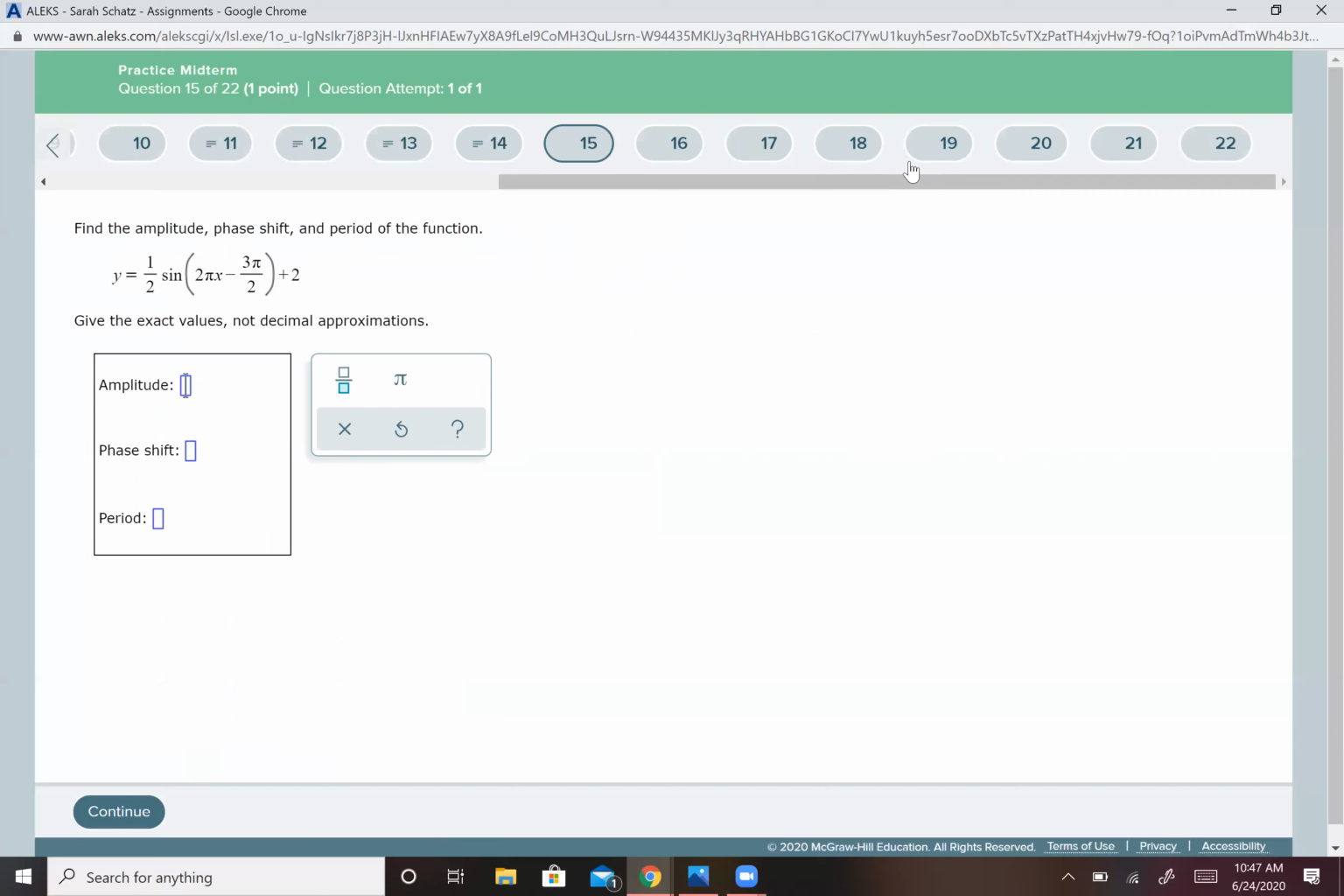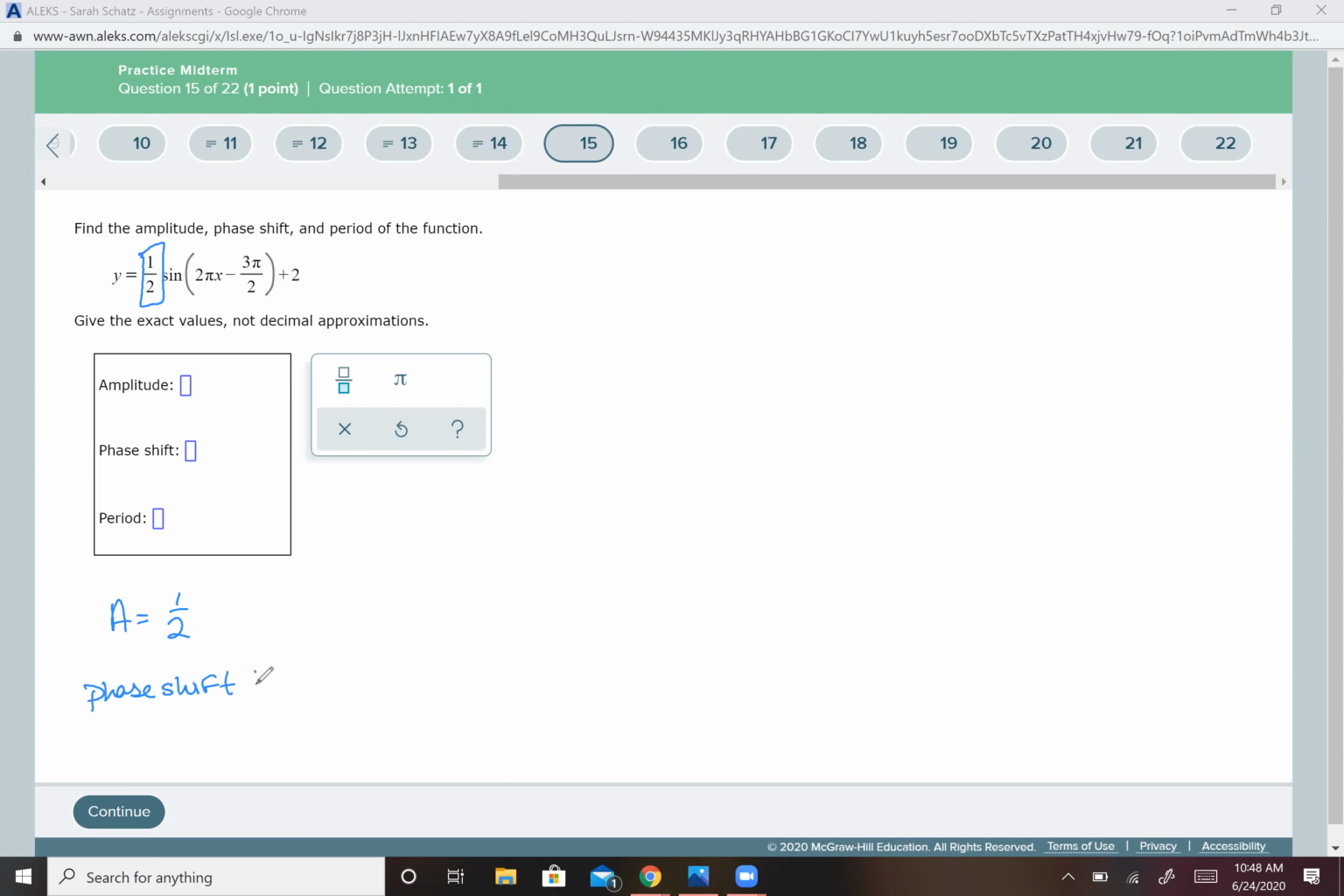You guys, what is the amplitude? Remember, amplitude is here. It's always this value multiplied in front. Remember, if there is a negative on this value, your amplitude is still just the positive number. Our amplitude here is 1/2, and it's already positive. Phase shift.